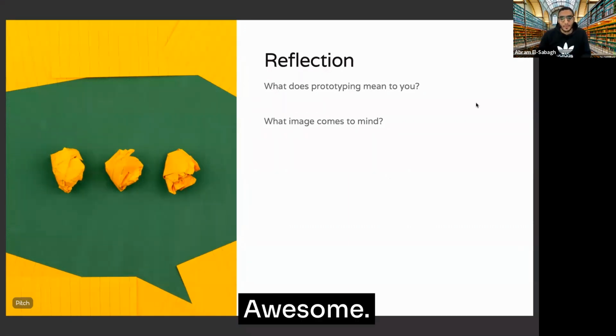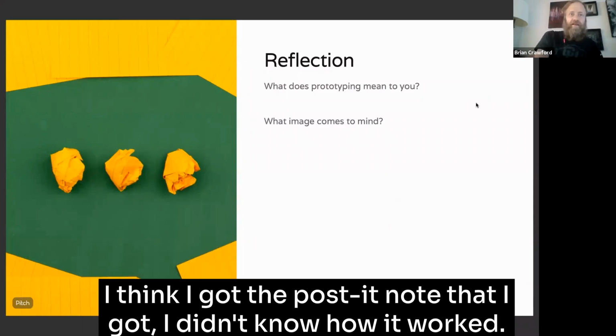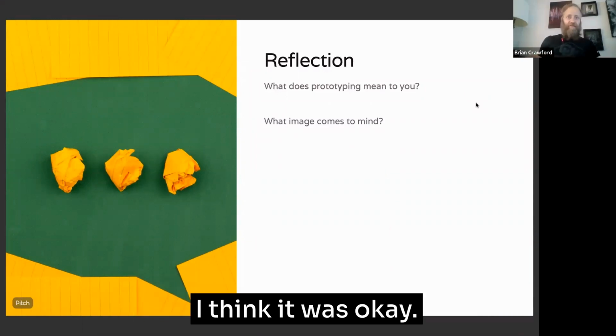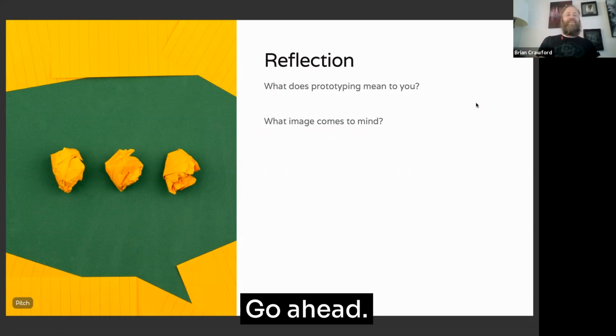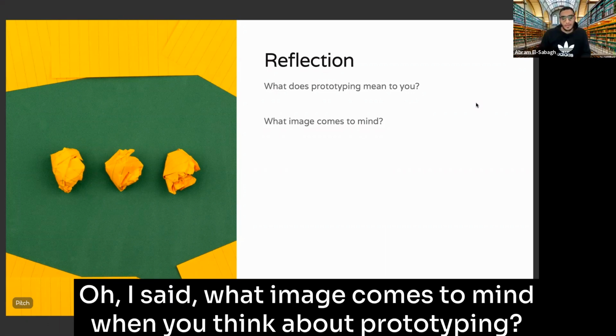Cool. Awesome. Okay, I think I got the Post-it note then. Okay, I didn't know how it worked. I think there's one there. Okay, go ahead. Oh, I said what image comes to mind when you think about prototyping?